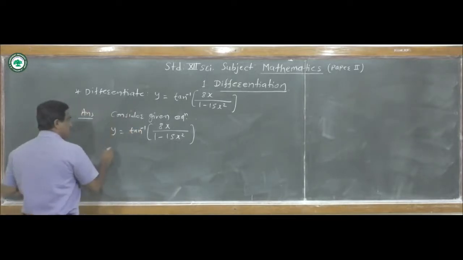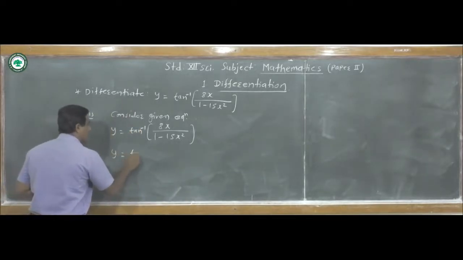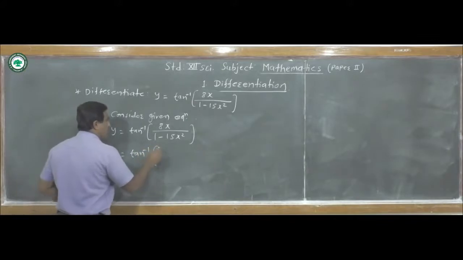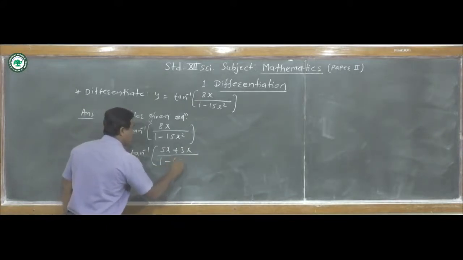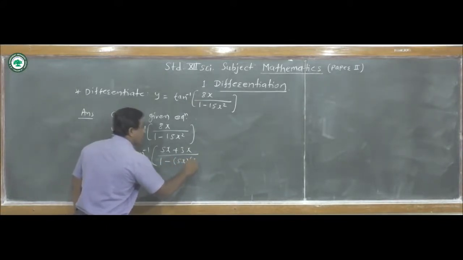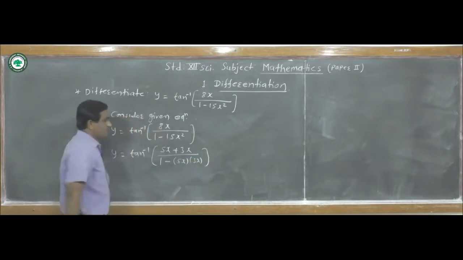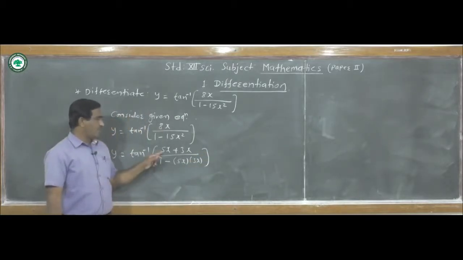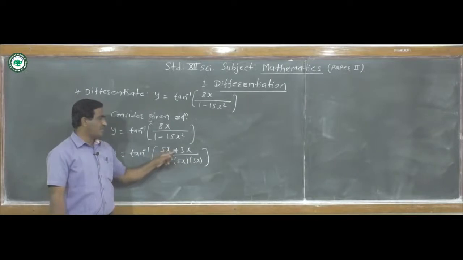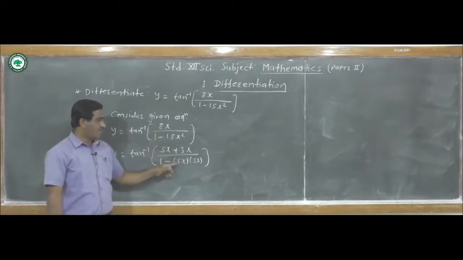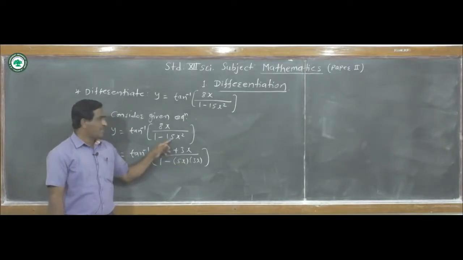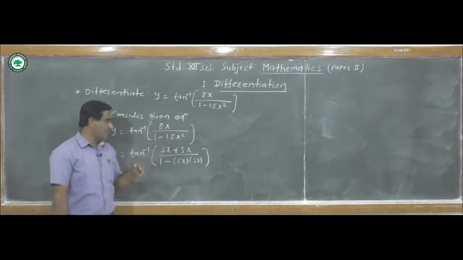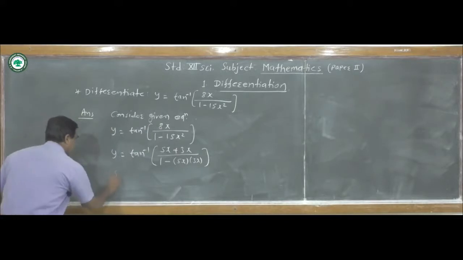Okay, that is y is equal to tan inverse of 5x plus 3x upon 1 minus 5x into 3x. Here, if we take the addition of these two numbers, 5x plus 3x is equal to 8x, and the product of these two numbers, 5x into 3x, is equal to 15x square. Okay, now we know that formula here.